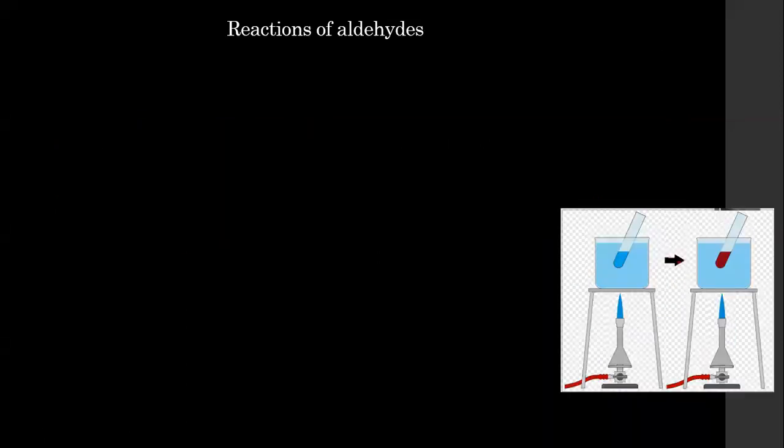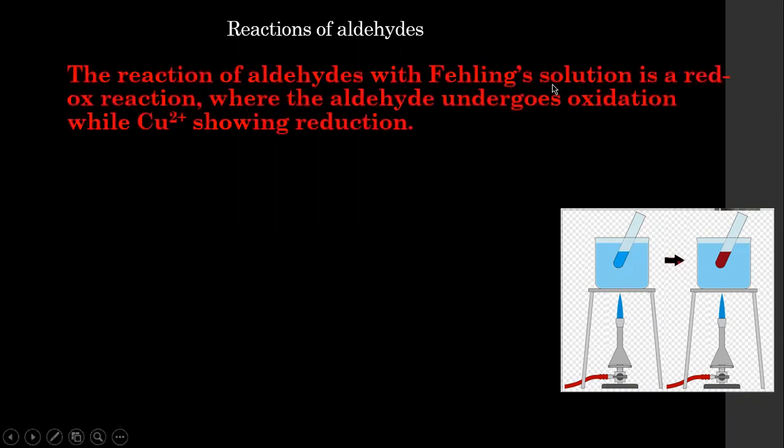Let's talk about this reaction of aldehydes with Fehling solution a little bit more. You remember in the first reaction we talked about, the reaction of aldehydes with potassium dichromate, it was a redox reaction where aldehydes undergo oxidation and dichromate ions undergo reduction. In a similar manner, the reaction of aldehydes with Fehling solution is also a redox reaction. What happens? Aldehydes undergo oxidation, while the solution has copper-2+ ions, they show reduction.